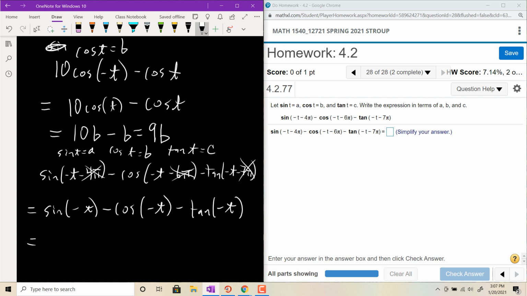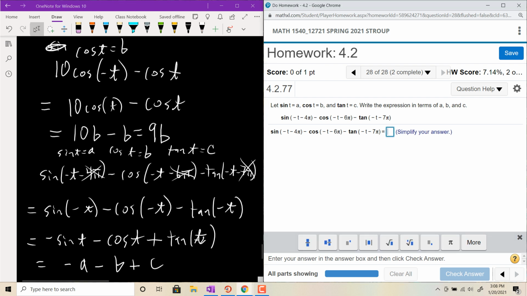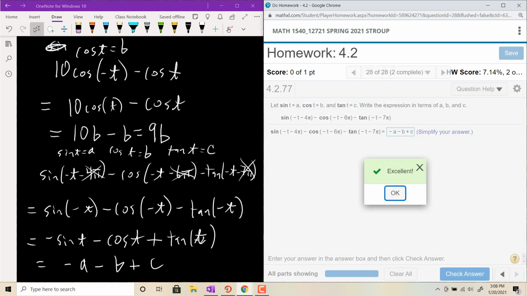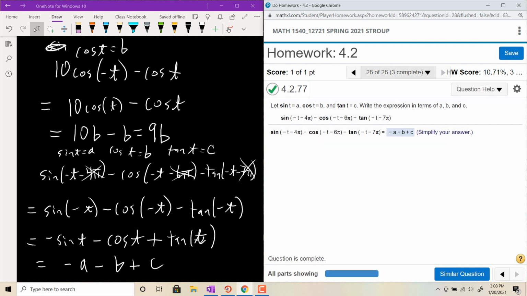And then use the even odd properties. Sine is odd, so this would be negative sine of t. Cosine is even, so it's still negative cosine of t. And then tan is odd, so negative negative becomes positive tan of t now. And then doing substitutions, negative a minus b, since cosine is b, and then plus tangent, which is c. Let's see if that's what it is. Negative a minus b plus c. Okay, so we got the hard ones out of the way for you.